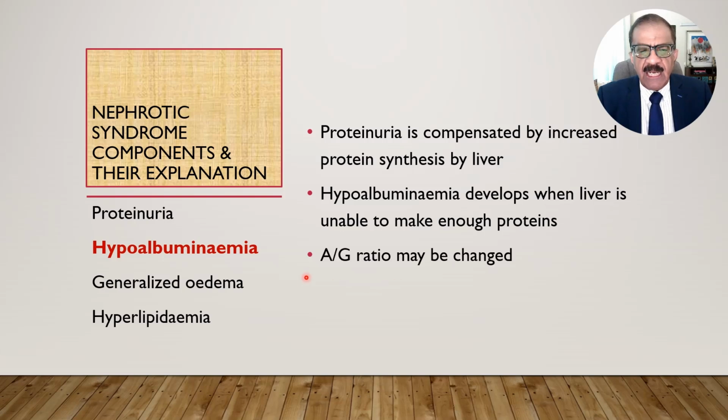And if there is more loss of albumin than globulin, the AG ratio, which is albumin globulin ratio, may also be changed. Normally, if you have 6 grams of protein, 4 grams would be albumin, only 2 grams will be globulin. So once globulins are preserved but albumins are lost, this ratio may become equal or maybe actually reverse. So this is how hypoalbuminemia or hypoproteinemia develops.